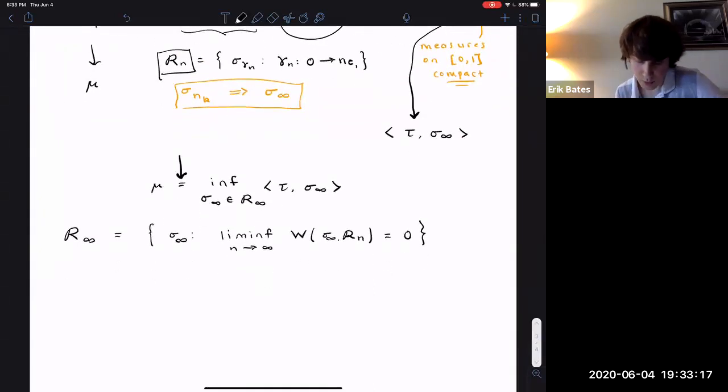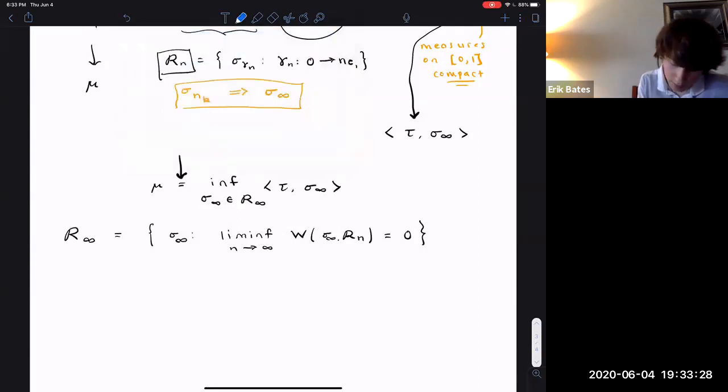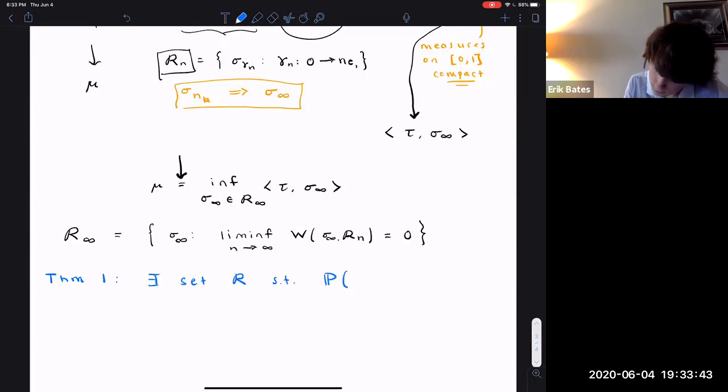So I've written here a variational formula in terms of this abstract set. I don't have a nice description of it at present, but at least I have a variational formula. And in order for that variational formula to be useful, I need to know the following thing. This is kind of the first major theorem we'll talk about. It's that there exists a deterministic set R, such that this R infinity set equals that set R with probability 1.